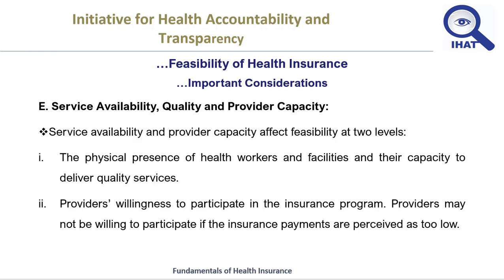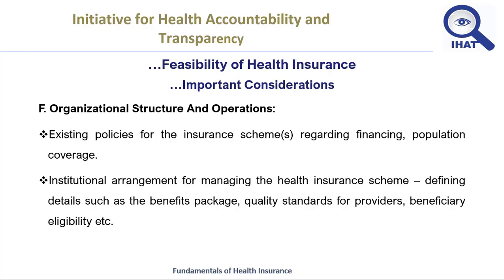The fifth consideration is service availability, quality, and provider capacity. These affect feasibility at two levels: the physical presence of health workers and facilities and their capacity to deliver quality services. The second level is the provider's willingness to participate in the insurance program. Providers may not be willing to participate if the insurance payments are perceived as too low. Organizational structure and operations is another important consideration.